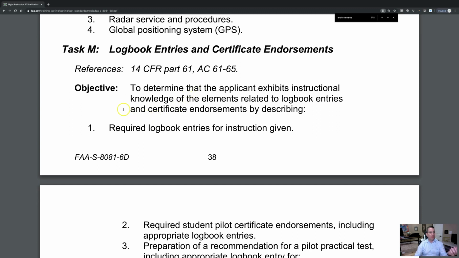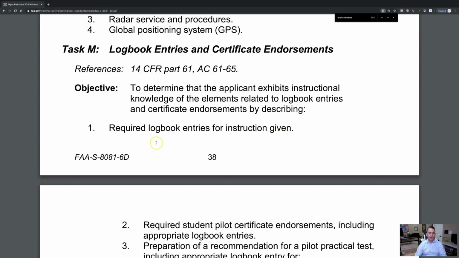It could change tomorrow. The objective here is to determine that the applicant exhibits instructional knowledge of the elements related to logbook entries and certificates and endorsements by describing. Now, remember that on your practical test, you won't be having the DPE specifically say, teach me a lesson on endorsements. That's not going to happen. That's probably never happened. Normally, the examiner would give you a scenario, and you would have to solve the scenario. And we'll talk about some scenarios as we get closer to the end of this.